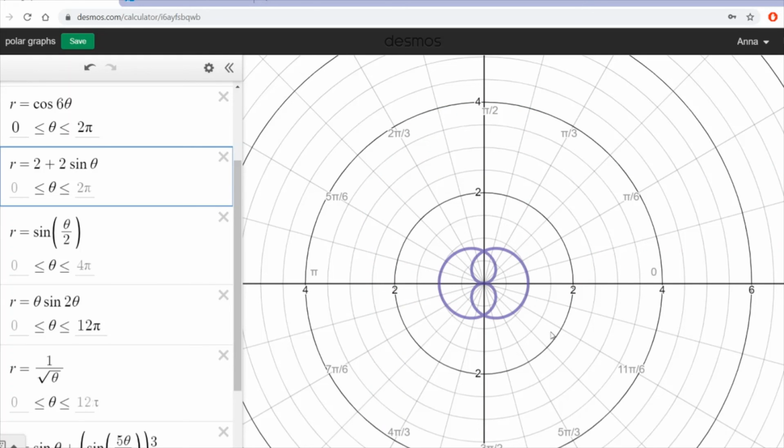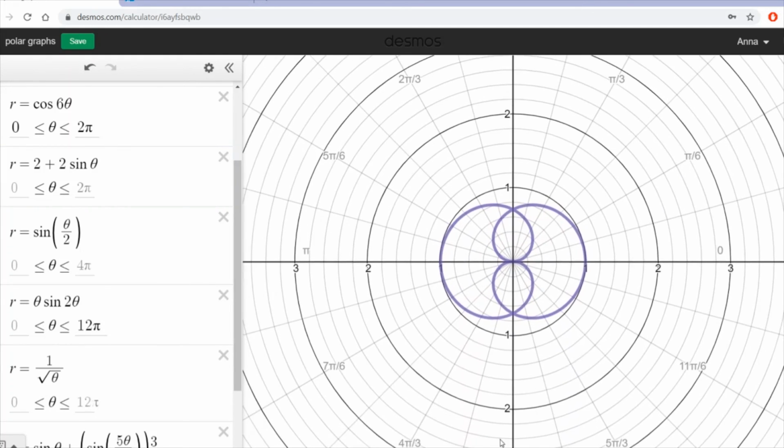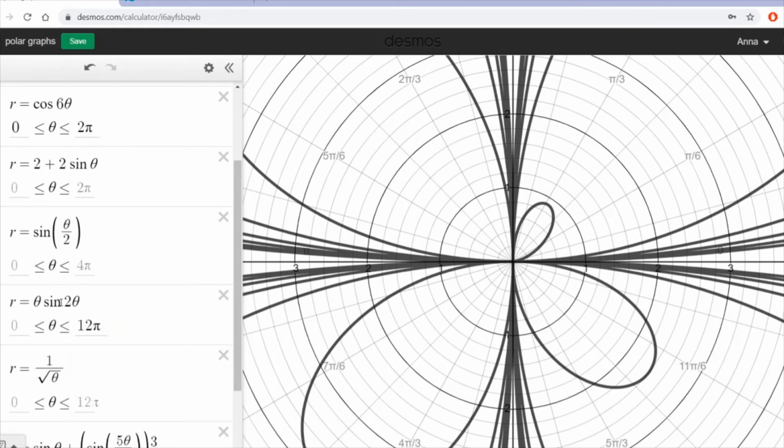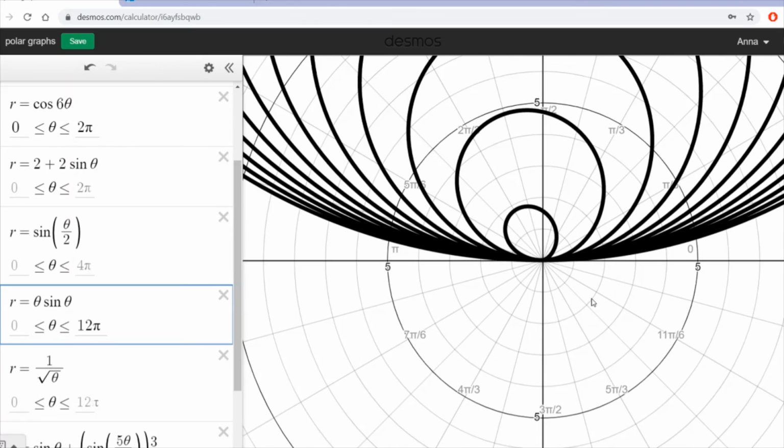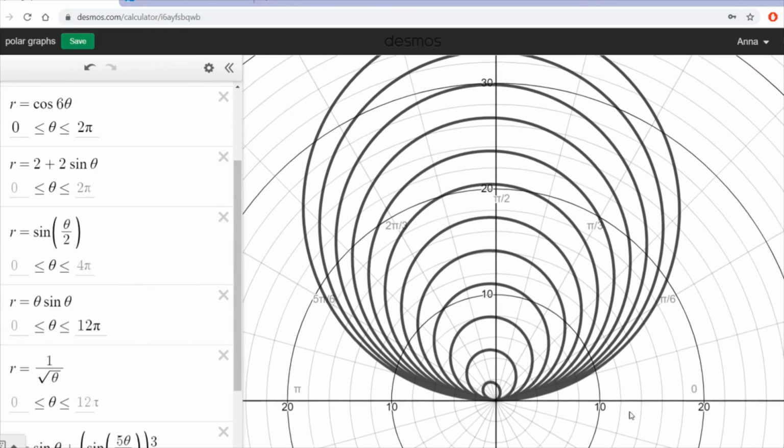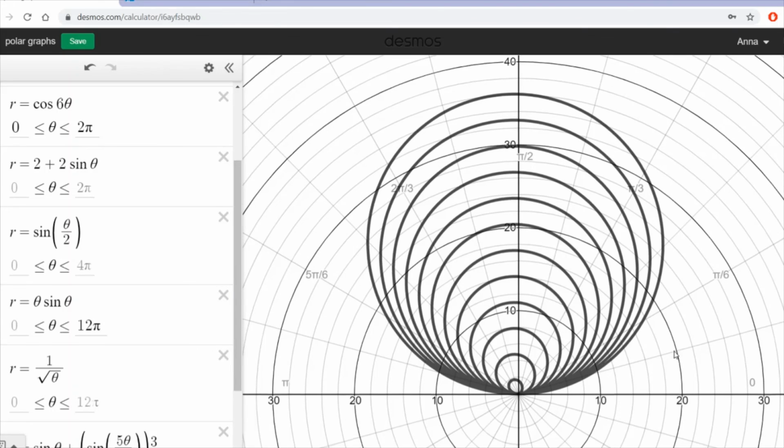So next one is sine of theta over 2. That gives you a shape like this. So next one is theta times sine of 2 theta, or actually let's make this sine of theta first. So this is theta times sine of theta.